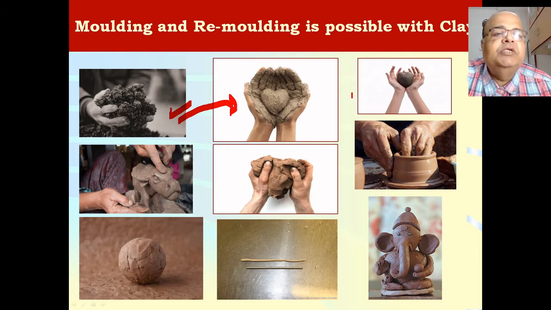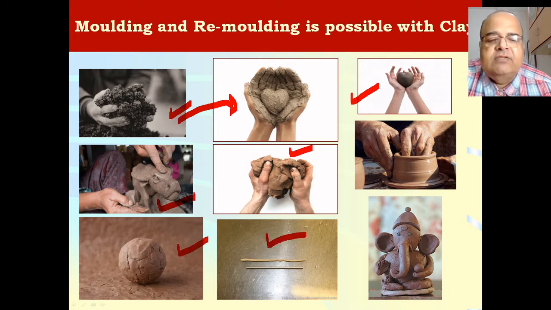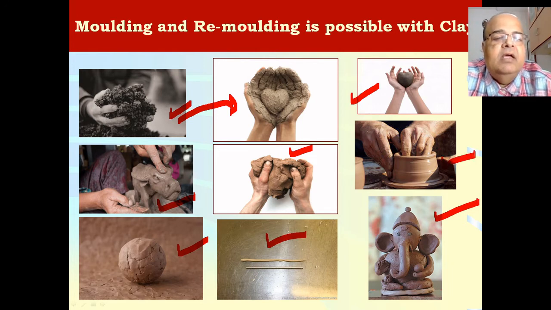You can give it the shape of a ball. You can even give different shapes as a sculpture. Here a person is attempting to give the shape of an animal. It can even be molded as a ball or as a thread, or even like a Ganesh idol, or in some clay articles.